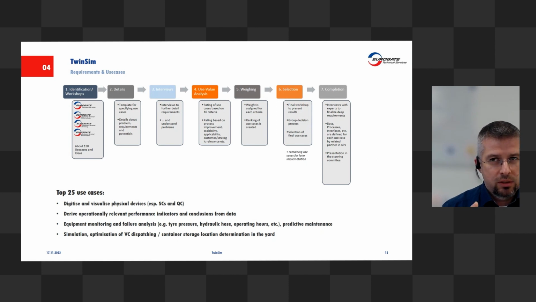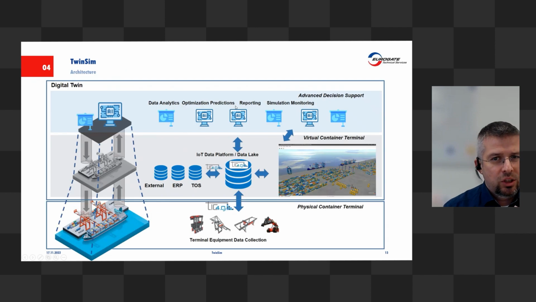After we had the 25 top use cases we will do, we started to build the architecture for the digital twin, and this is what I will show on the next slide. So here is a rough architecture of what we will do. And we see here at the bottom all the container handling equipment like straddle carriers, QCs, RTGs. And this equipment will be connected via IoT solutions to a central data lake.